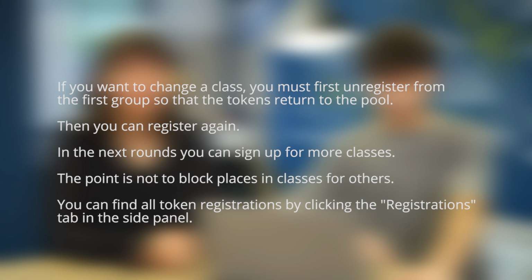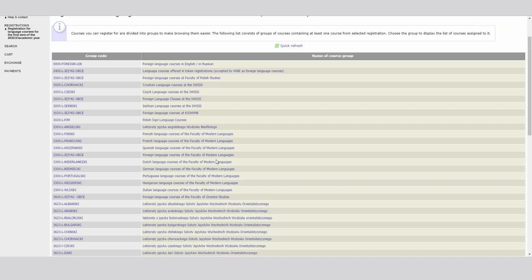You can find all token registrations by clicking the Registrations tab in the side panel. The token registration system is a part of the USOS system. That's why all the functionalities and rules are the same as in the case of program registration. To register, I click the basket with the green arrow, and when I want to unsubscribe, I need to click the basket with the red arrow. Just like that. When you go to the registrations panel for a specific group of courses, you will see a list of subjects and available groups.